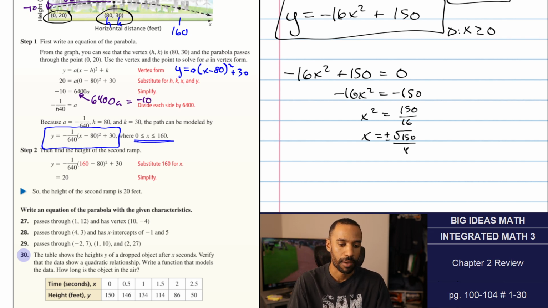Now, this is a time where we go to the calculator. Go to the calculator and we do square root of 150 over 4. Whoops, what is that? That is not a square root. Square root of 150 divided by 4. And we get this number here, 3.06186. I'm just saying 3.06 seconds. That's how long the object is in the air.